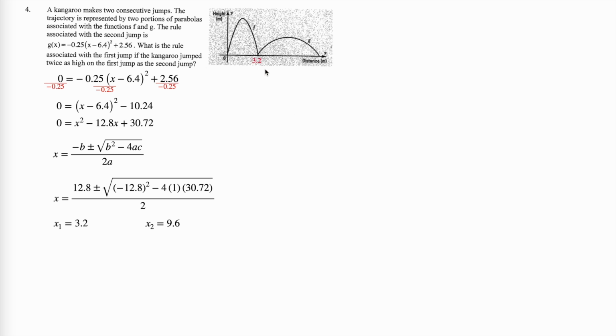So right here is the 3.2. There's my 9.6. This, by the way, is 0. We can figure out the h now. The h is going to be halfway to the 3.2, which is 1.6. Over here, we know that the h and k were 6.4 and 2.56. The kangaroo is jumping twice as high on the first jump, so 2 times 2.56 is 5.12.